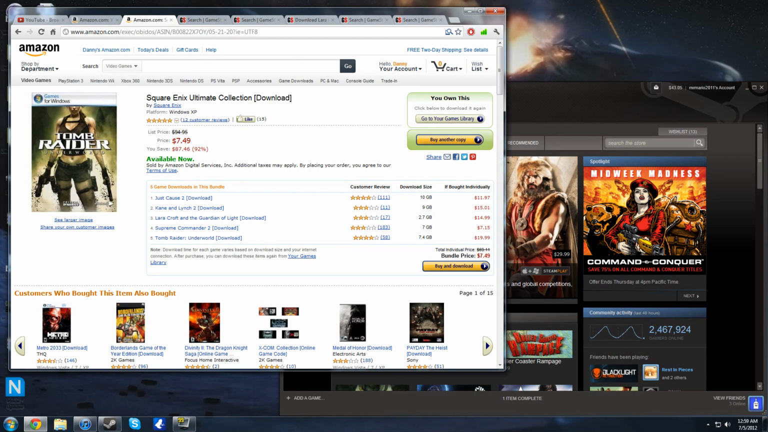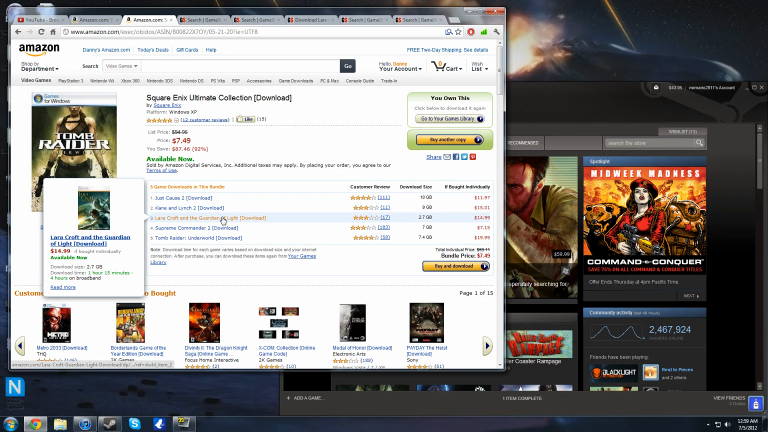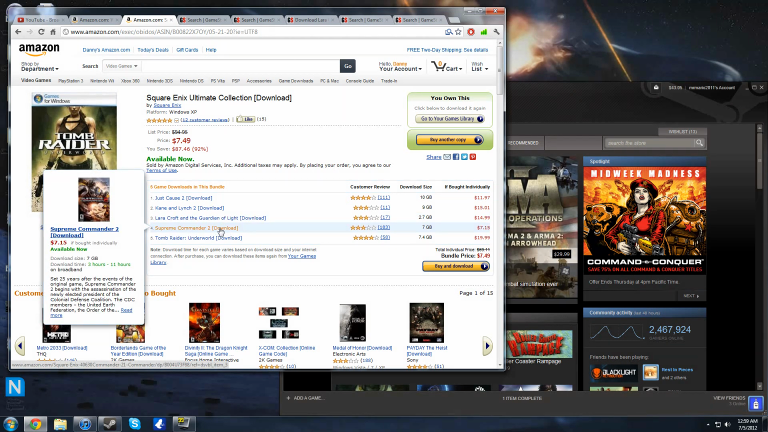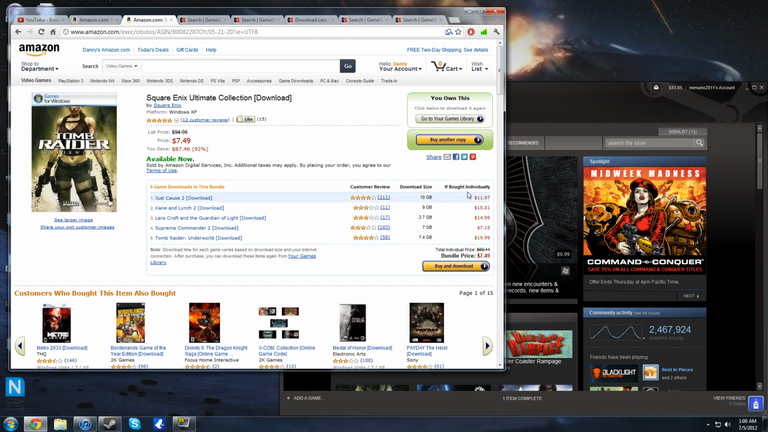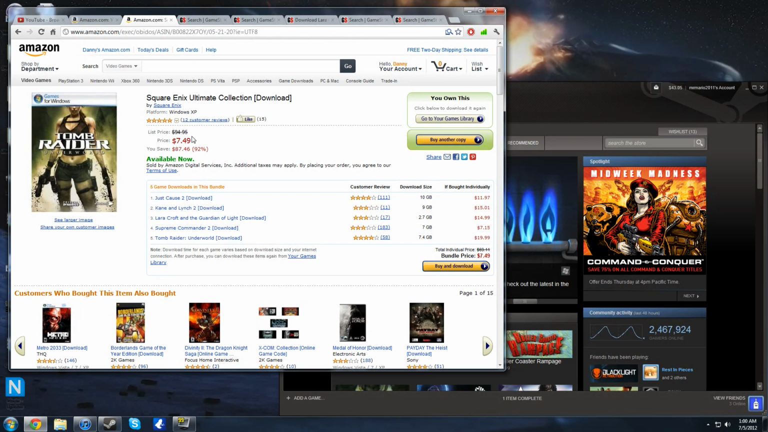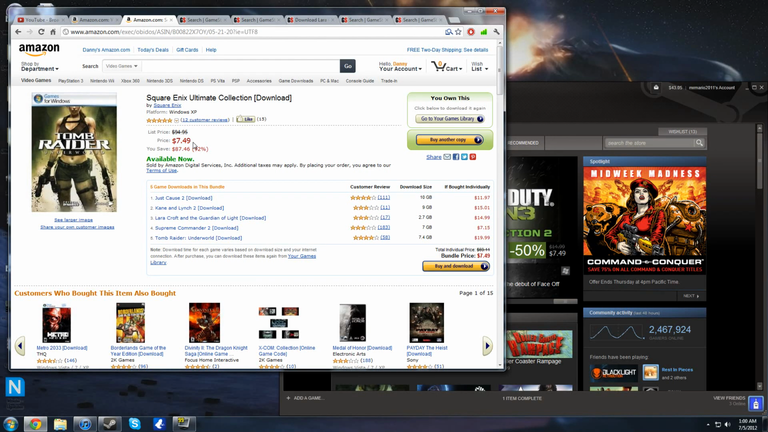So this has 5 games. Just Cause 2, Kane & Lynch 2, Lara Croft and the Guardian of Light. Sorry, I'm a little tired right now if I'm reading kind of oddly. Supreme Commander 2, and Tomb Raider Underworld. And it even shows you how much each one would be if you bought them individually. The list price for this is $95. And how much did I pay? $7.50. After tax, I paid a little over $8. It was like $8.18. Something like that.